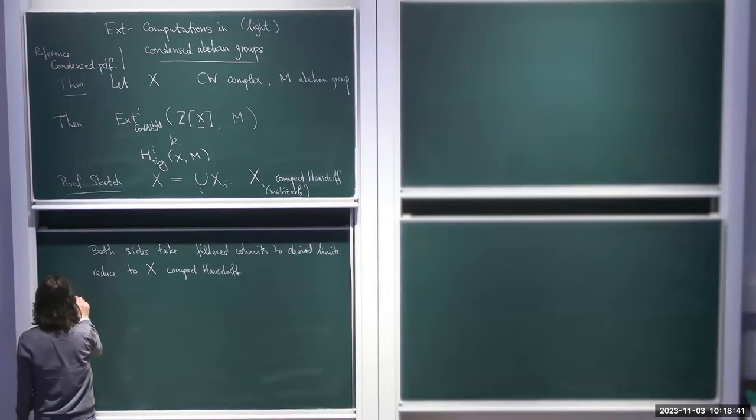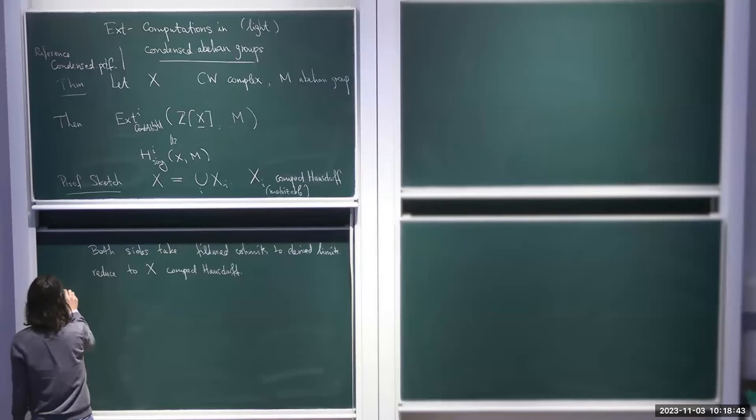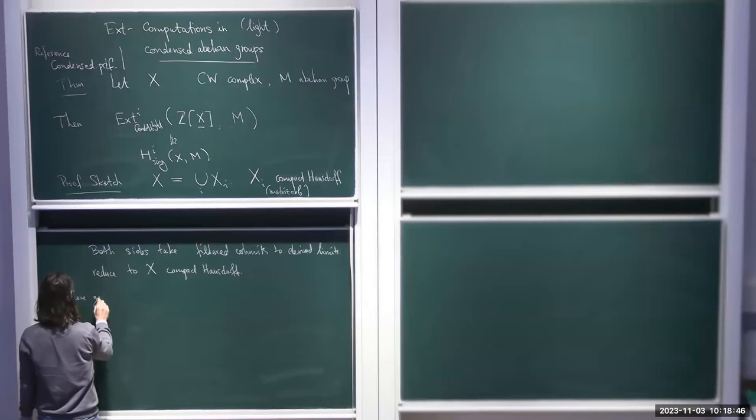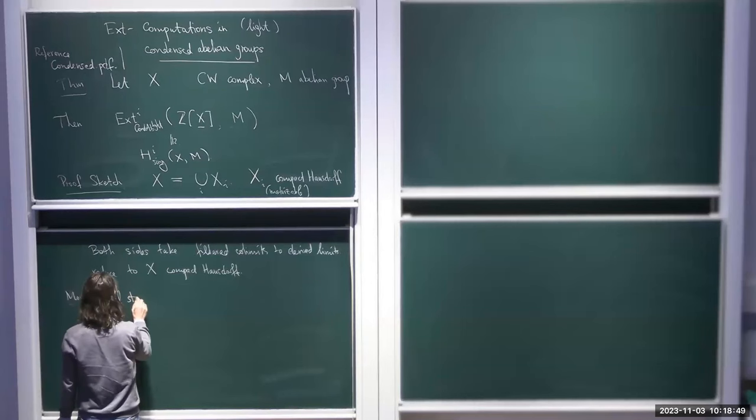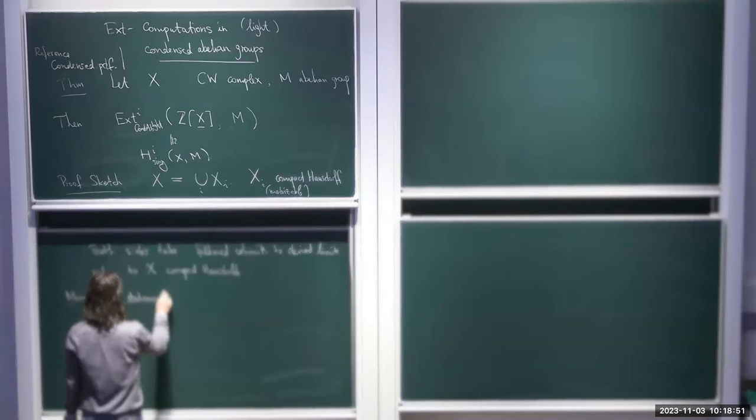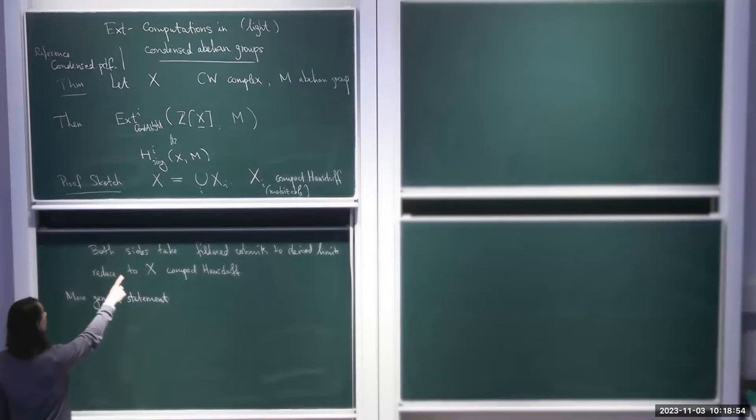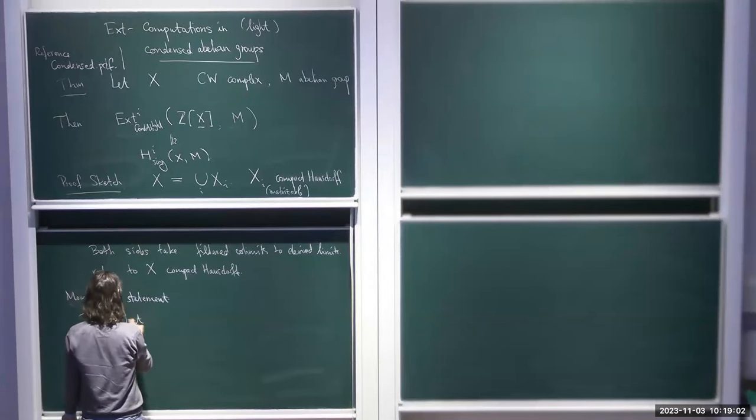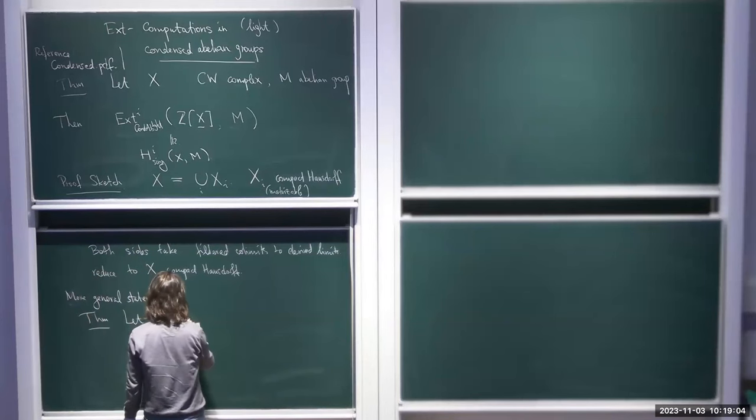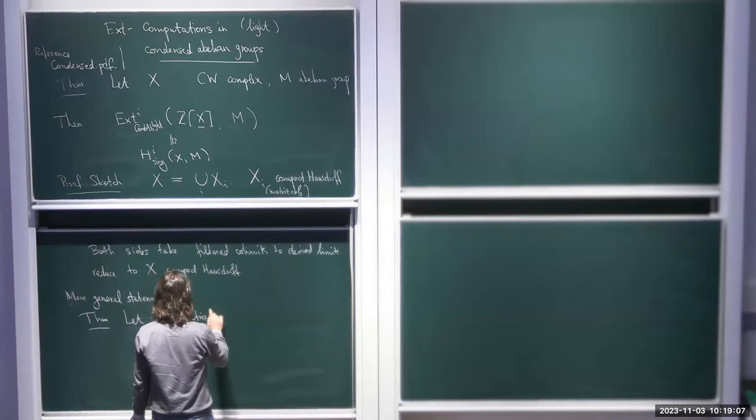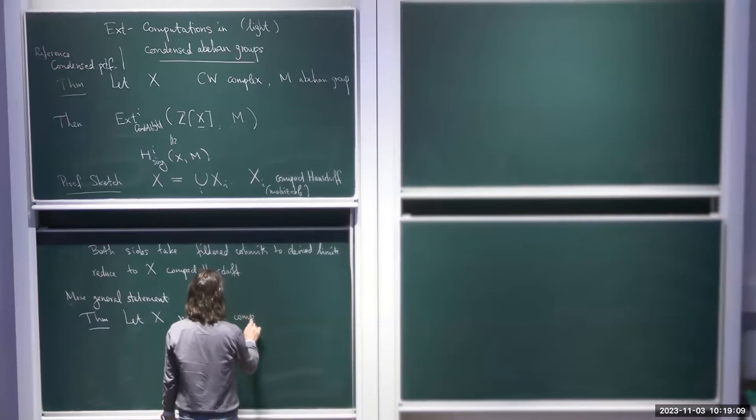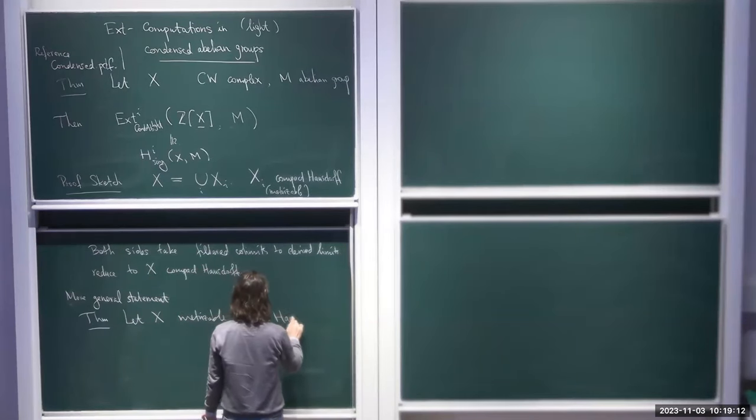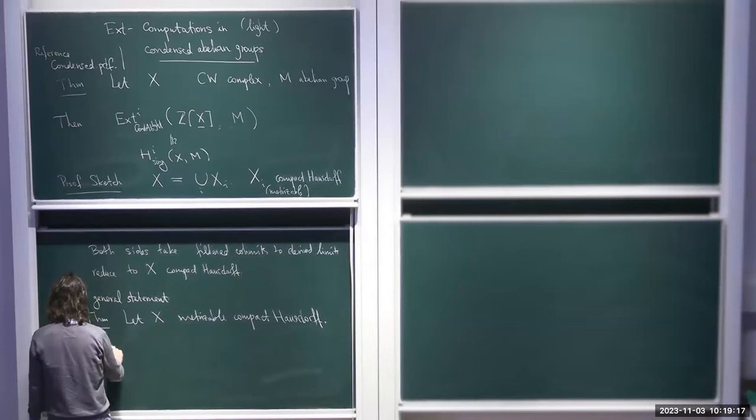Then there's actually a more general statement that holds for compact Hausdorff spaces that may not be CW complexes, excluded from cells. That's the following theorem. Let X be a compact Hausdorff space, and again M any abelian group.